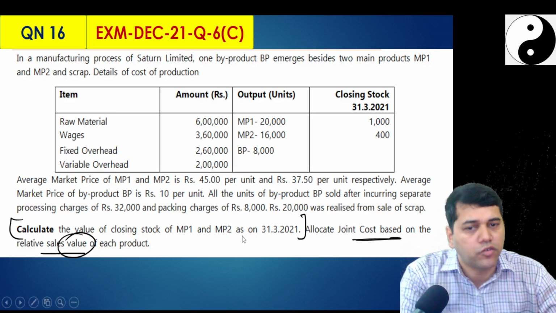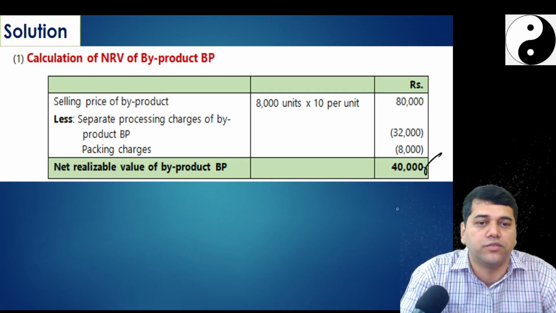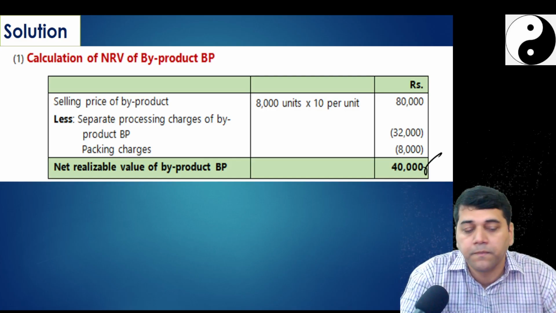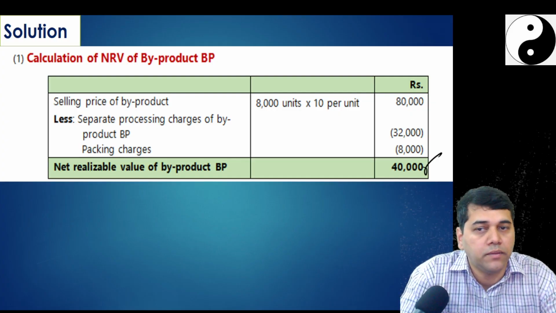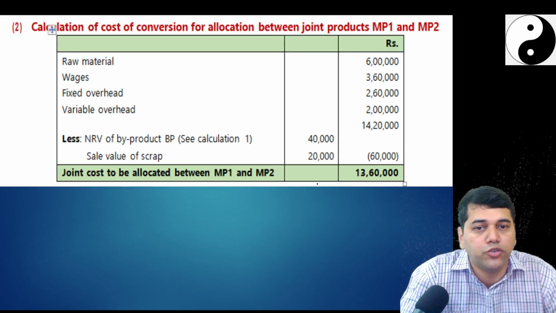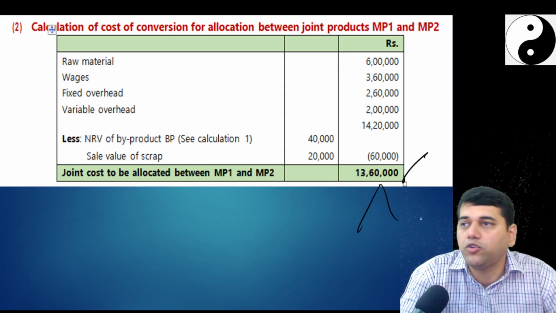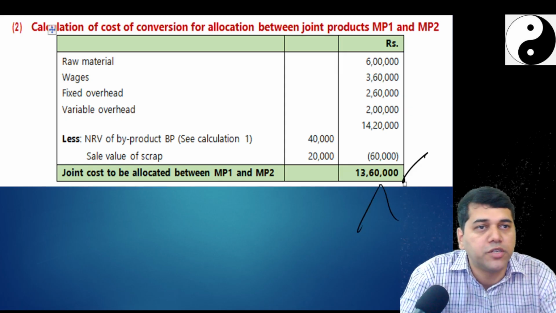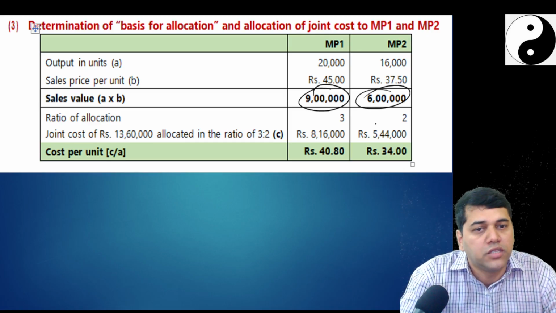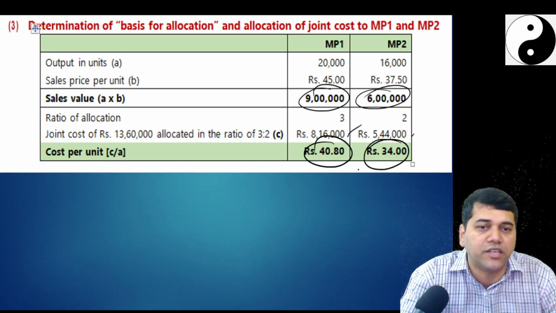Okay, so it's a straightforward question. I don't think there is any catch. So first thing, you will have calculated the NRV, which is 40,000. And this includes whatever profit, if at all they would have given you, maybe in the new syllabus. Done. Then you have the raw material cost, wages cost, fixed overheads, and you deduct the NRV. So 13,60,000 becomes the joint cost, which should be allocated to two products. They said this will be allocated based on the relative selling price. So you get the total sales value 9 lakh and 6 lakh, 3:2, same ratio. You allocate and you get cost per unit 40.8 and 34.34.